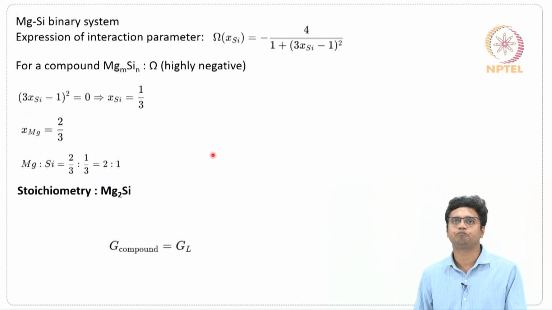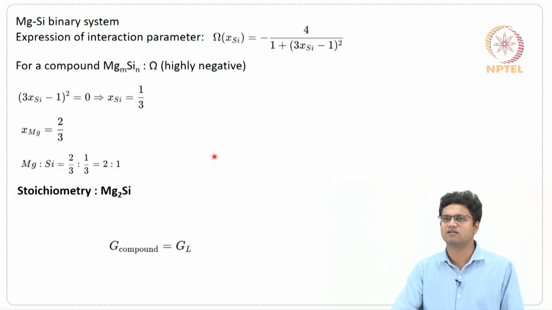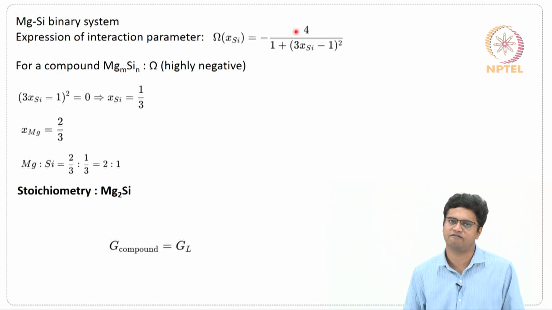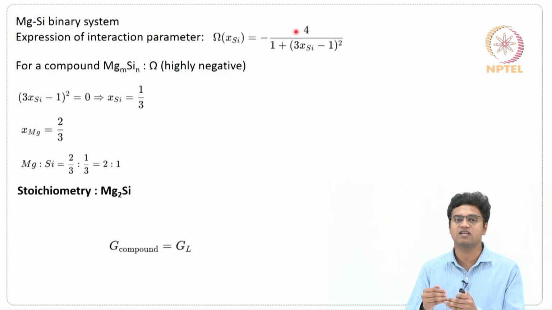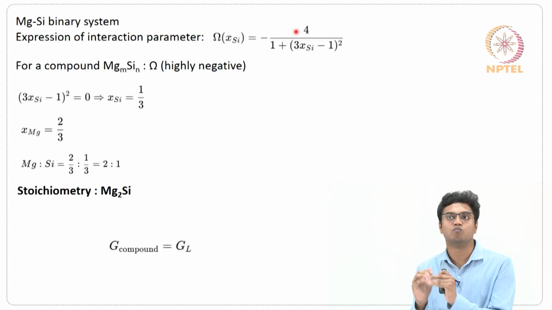Let's start with that. Now you have the MgSi binary system. What is given? The expression of the interaction parameter is given. The aim is to find out the stoichiometry. How will you find it? The stoichiometry can be found from simple math. You see the interaction parameter which is expressed as this. The interaction parameter has to be negative or more negative, because congruently melting compounds generally possess a higher melting point. So the interaction parameter is negative because there is an attraction between Mg and Si. So it is more negative.